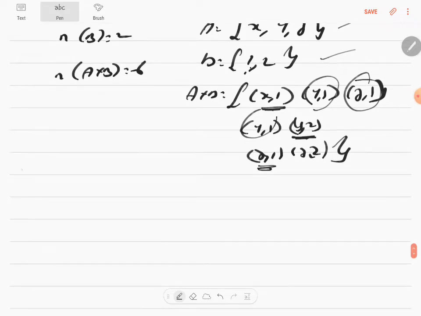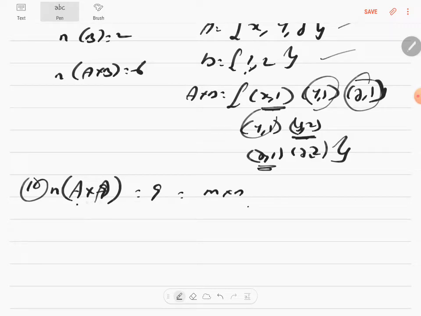Yes, ma'am. The Cartesian product A cross A, n of A cross A has got 9 elements. Which is m into n. It has to be m into n. But here it's A and A, so whatever elements A has, A also has the same elements. So it's 3 into 3. Therefore m elements and m elements. You understand? It's got 3 by 3 elements.